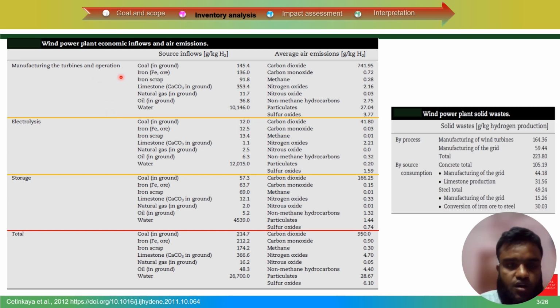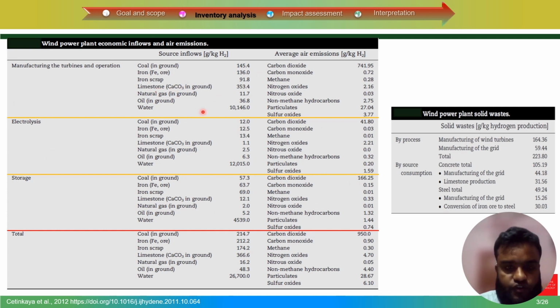So for manufacturing of turbine and operations, what are the resources or the raw materials required? For example, we need 145.4 kilogram of coal. Our functional unit is 1 kilogram of hydrogen. Sorry, it's not kilogram, it's a gram. So how much iron we need is 136. So these are the data you need to collect from different sources.